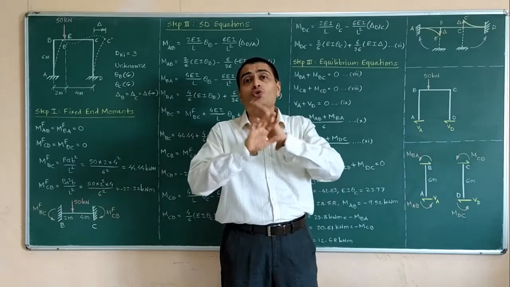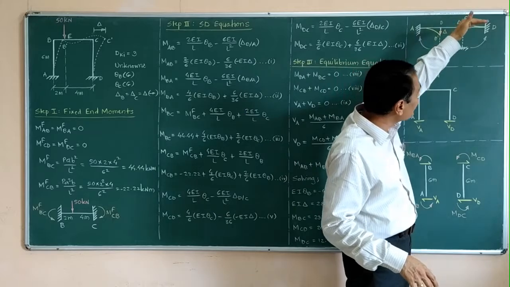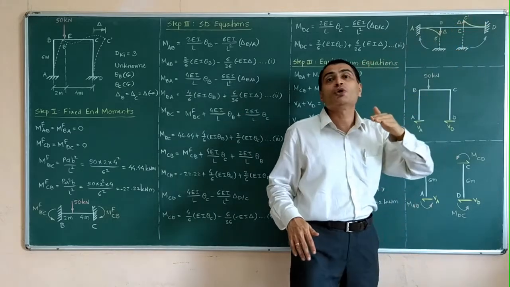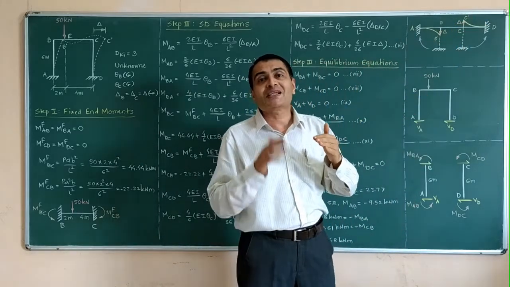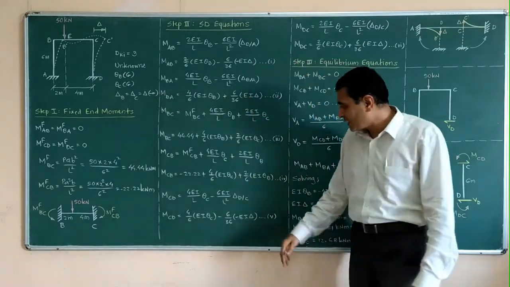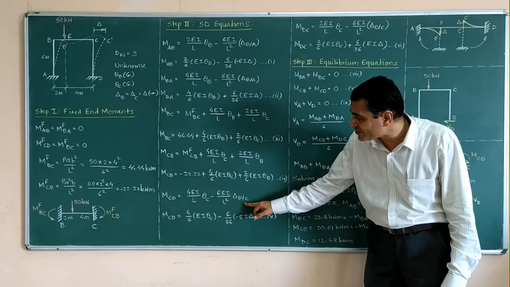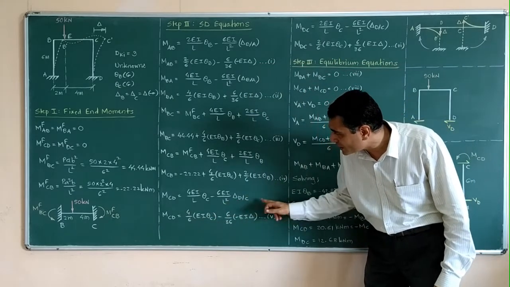Relative to D is not actually moving. However, if CC prime is upwards, relatively D is below C prime. So delta D relative to C will be downwards. That is why, again, we are substituting this delta D relative to C as negative, as you can observe here.